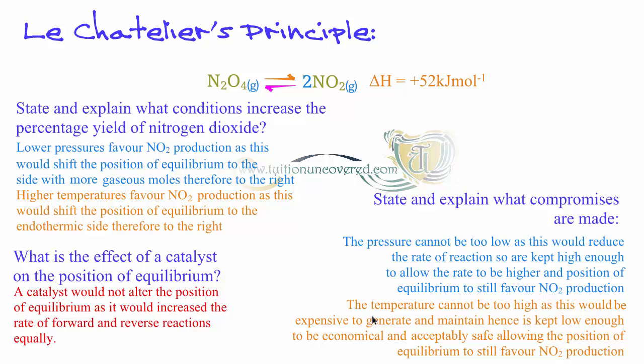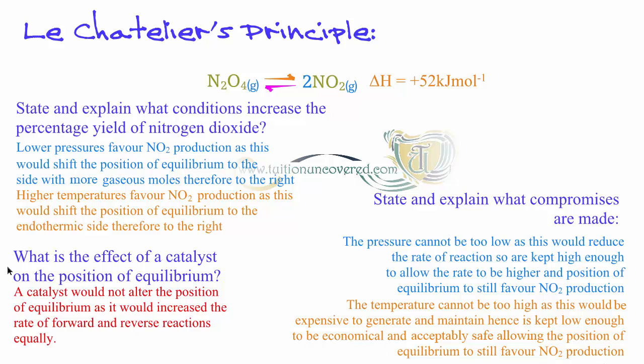Finally, temperature. Although a higher temperature is favourable, it cannot have the temperature too high, as this would be expensive to generate and maintain, hence is kept low enough to be economical and acceptably safe, allowing the position of equilibrium to still favour NO2 production. Can't have the temperature too low. If we up the temperature, it's going to be expensive and dangerous. Can't have the temperature too low, rate of reaction will decrease and equilibrium would shift away from NO2 production. So temperatures can't be too high, but can't be too low either. So we still need to keep the equilibrium favouring NO2 production.